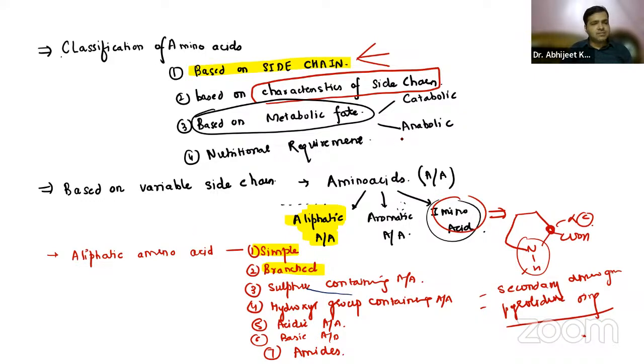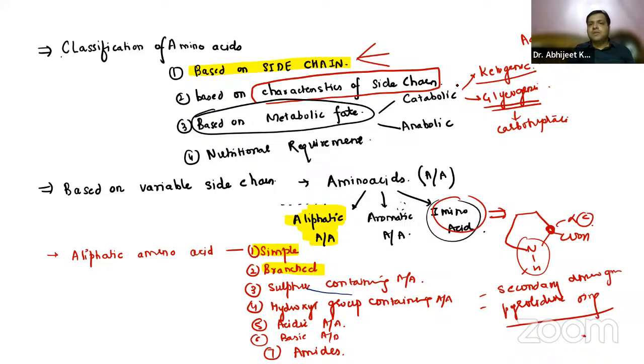When I say catabolic, they can be either ketogenic or glycogenic. Purely ketogenic are leucine and lysine, according to the 31st edition. Ketogenic means it has only acetyl coenzyme A. Glycogenic means it has the carbohydrate part.